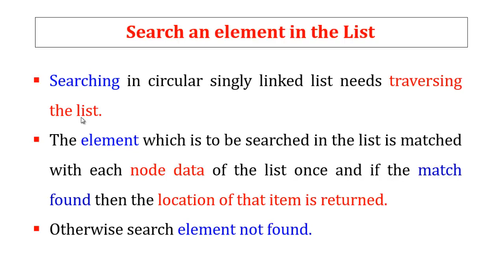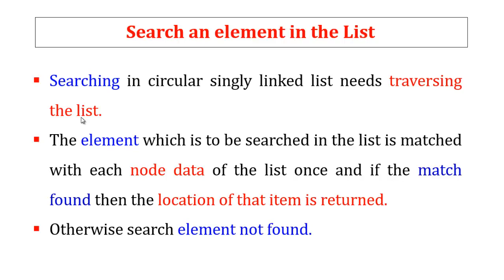If there are n elements, take n equal to 100 elements, and your element is present at the 99th location, then to find the 99th element it has to traverse, visiting the first node, second node, third, and so on, until reaching the corresponding destination. It takes much more time to search an element in the circular singly linked list.